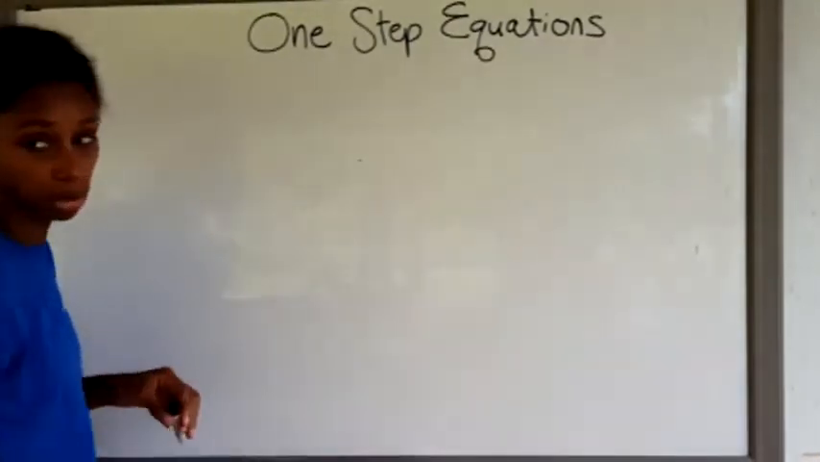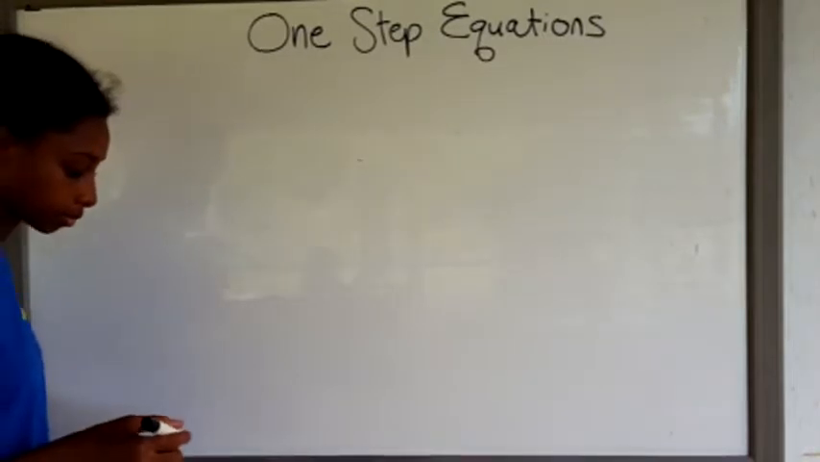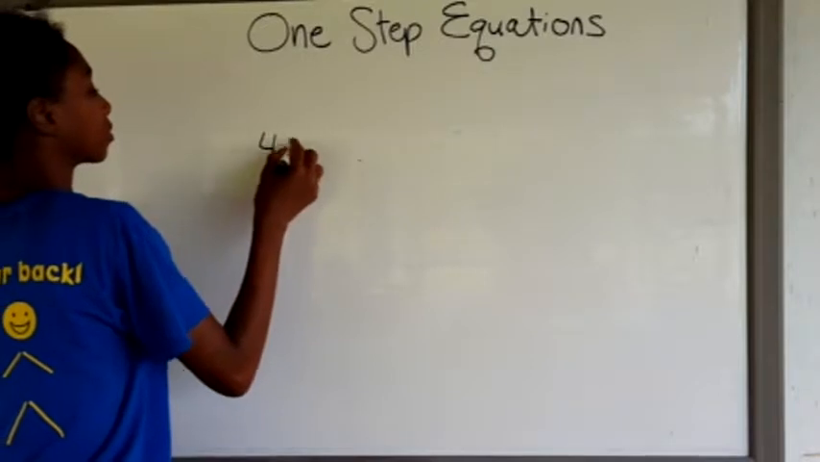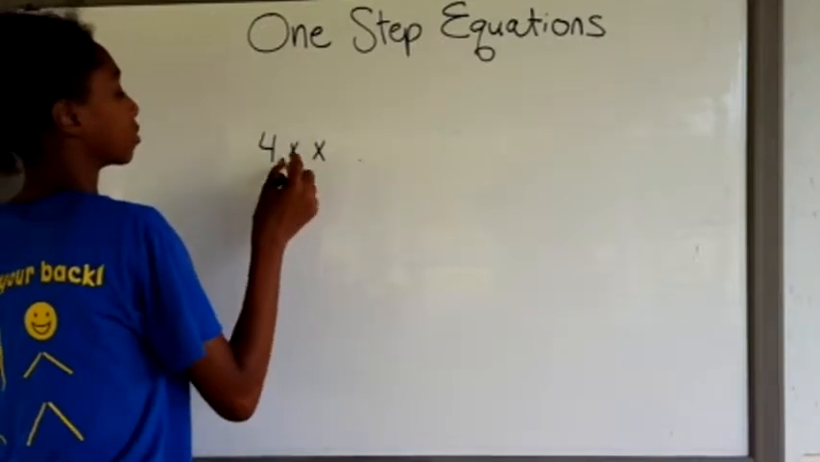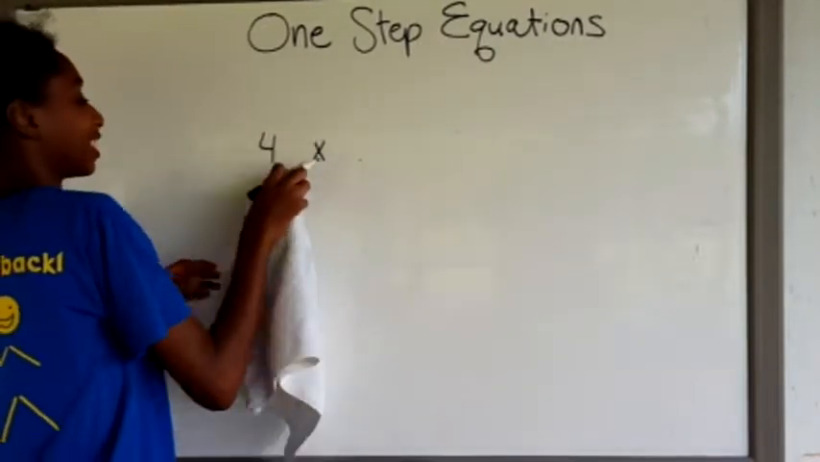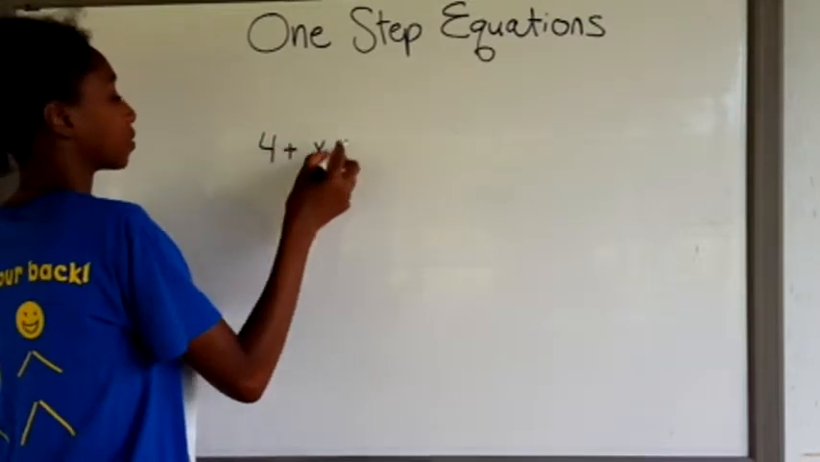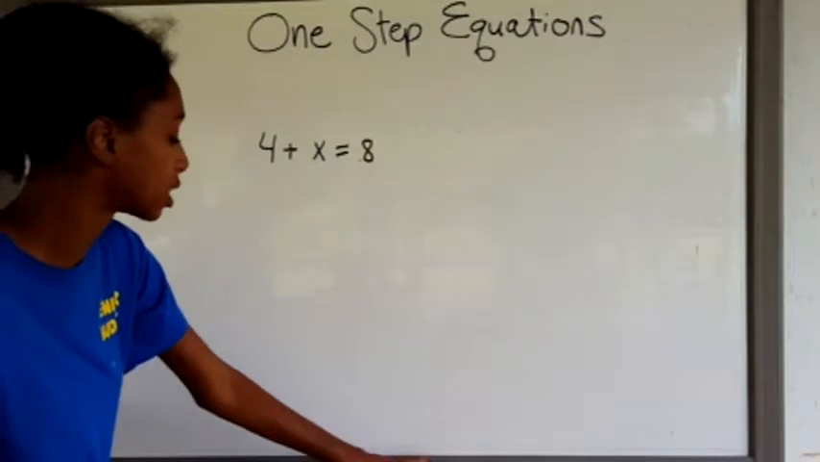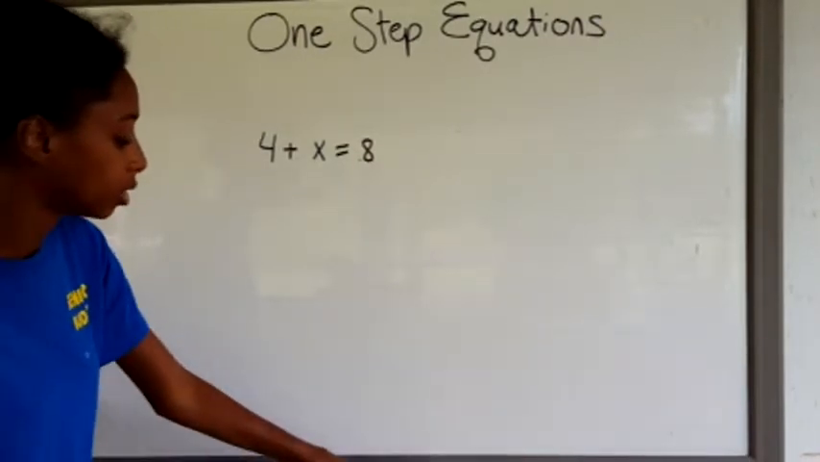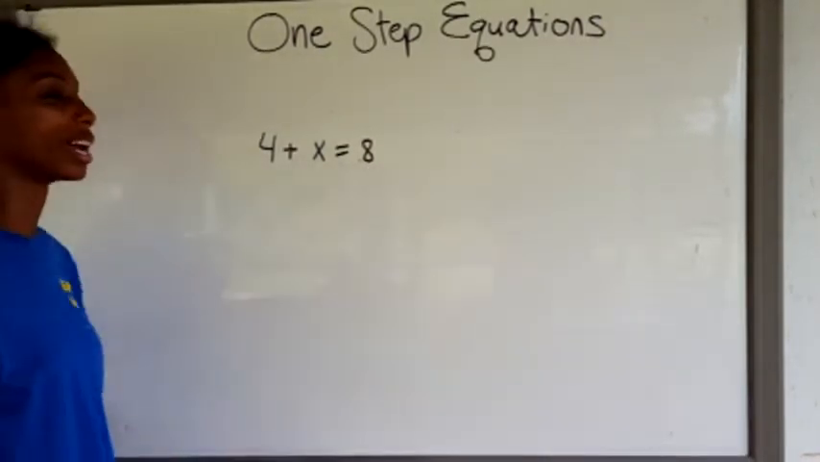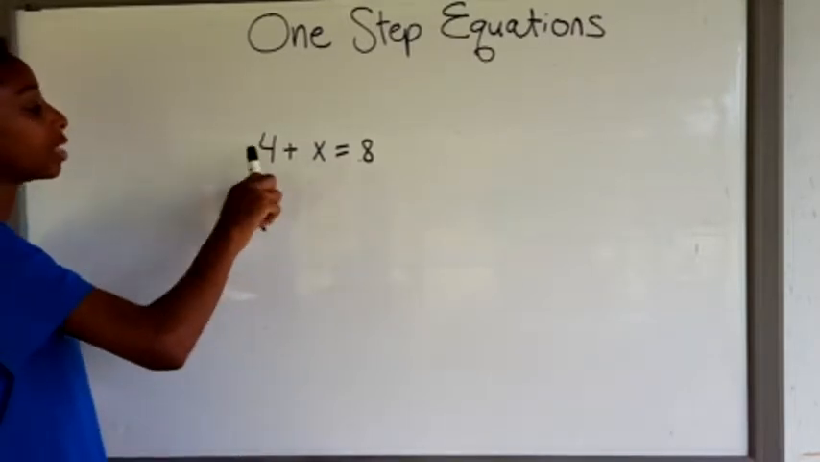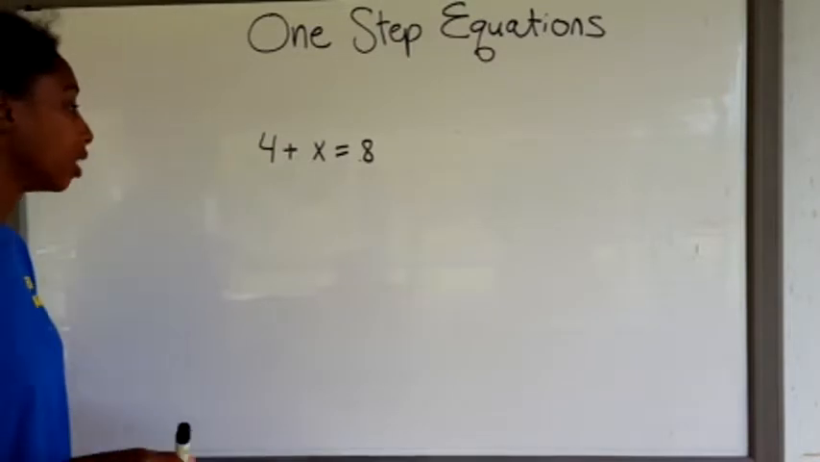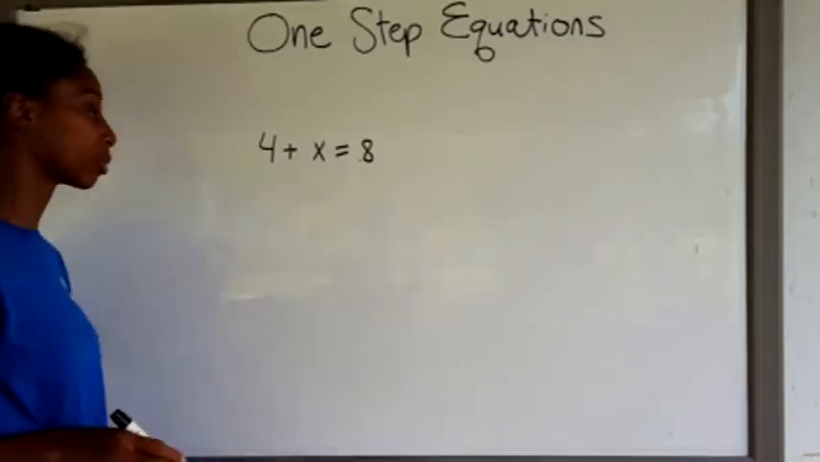Give me the next example. All right. 4 plus x equals 8. All right, so we have 4 plus x equals 8. Again, basically when you're seeing this, you're asking what number added to 4 will give me 8. Of course, you can probably do that in your head. So we're going to do like we said before, we do the opposite.